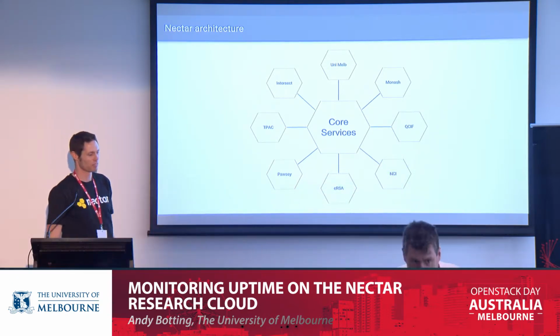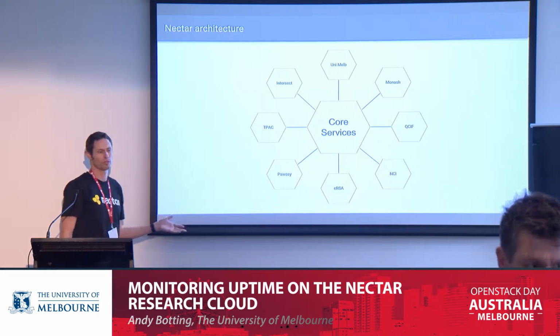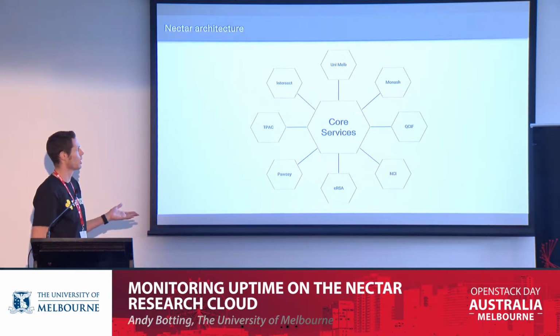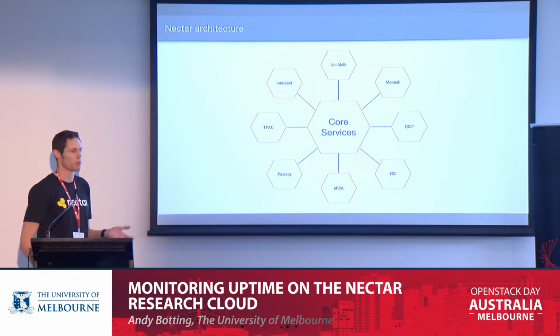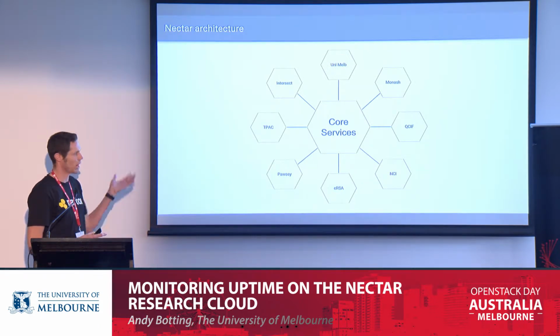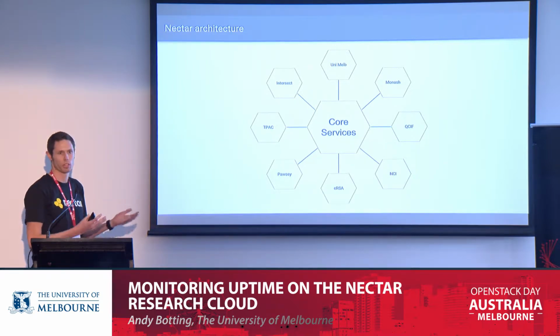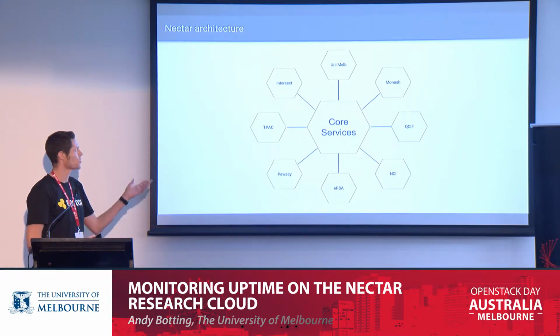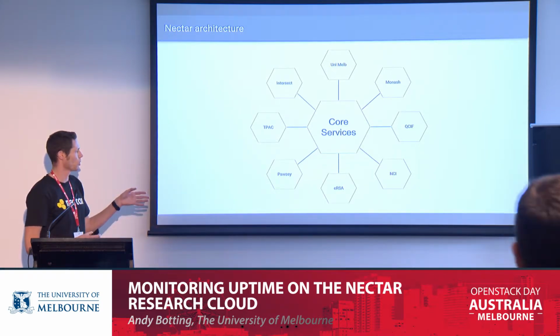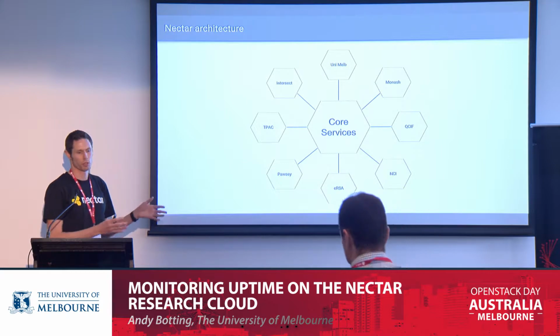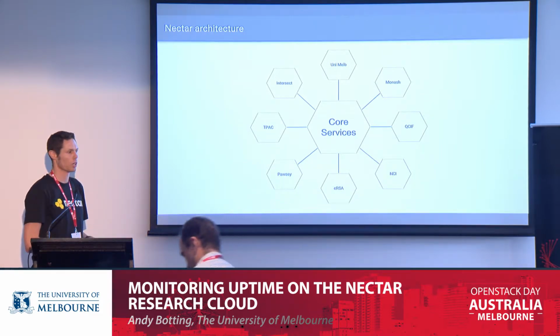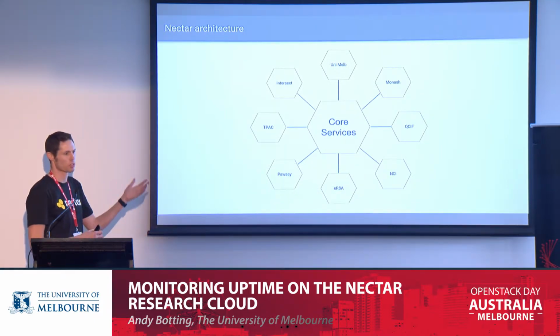So the Nectar Research Cloud, this is really high level, but we've got a central core where we run our top level APIs, and then outside of that, we've got 8 sites. Each site hosts the compute for the cloud. This slide does need updating, but within each site, you'll have compute, you'll have some storage, and some services there that connect it to the rest of the cloud.